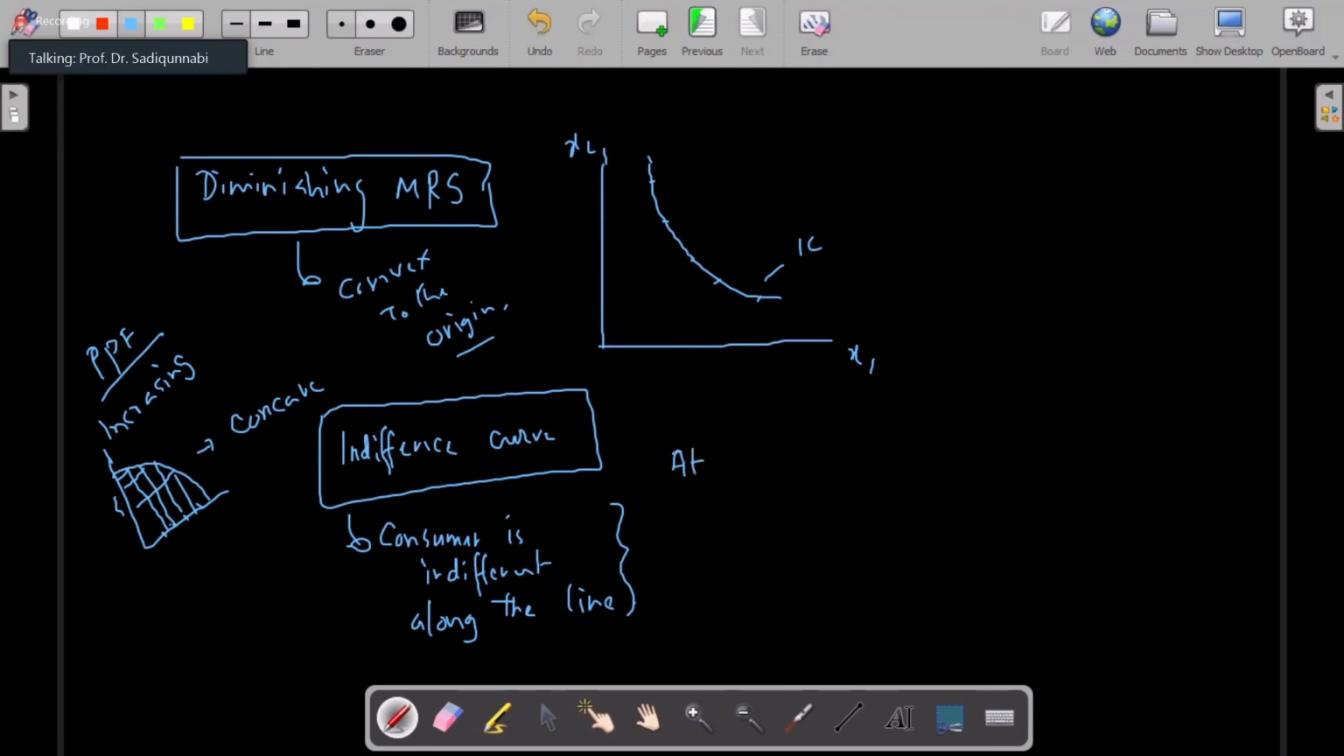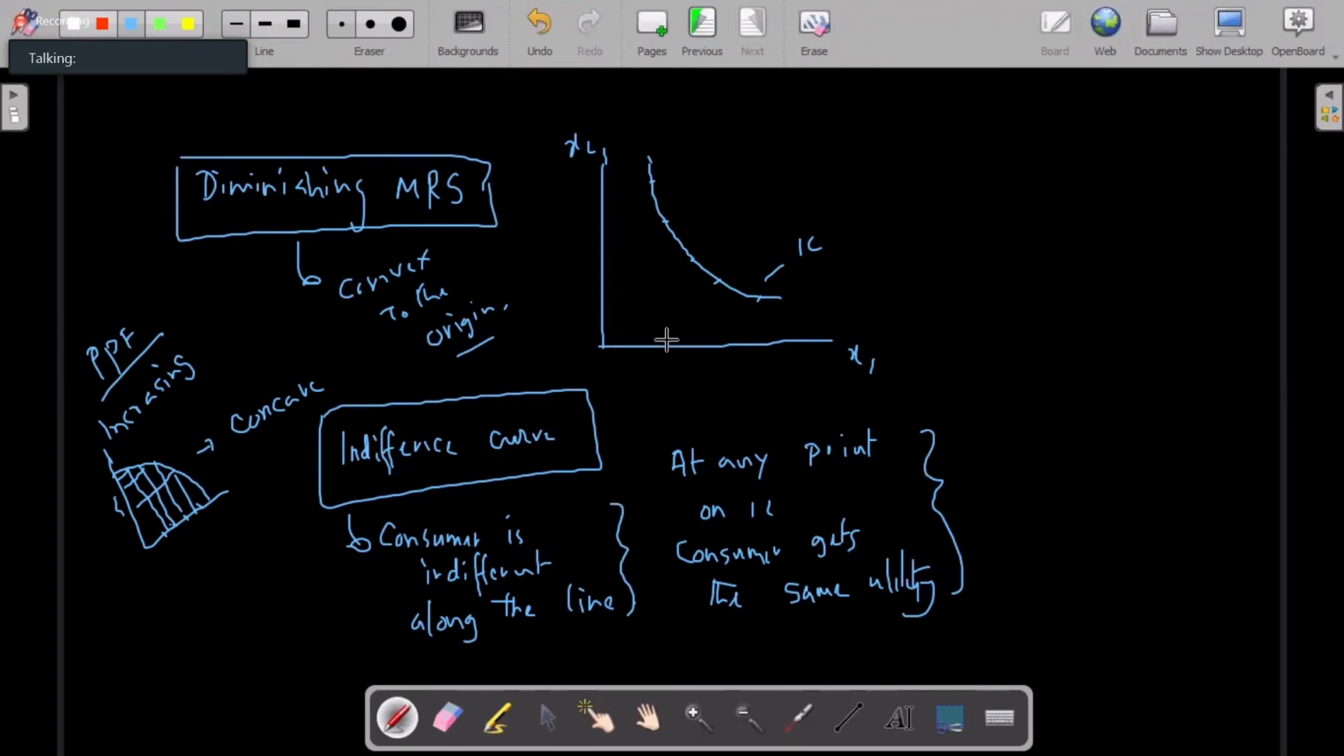At any point on the IC, the consumer gets the same utility or the same level of satisfaction. Okay, the consumer is getting the same level of satisfaction.